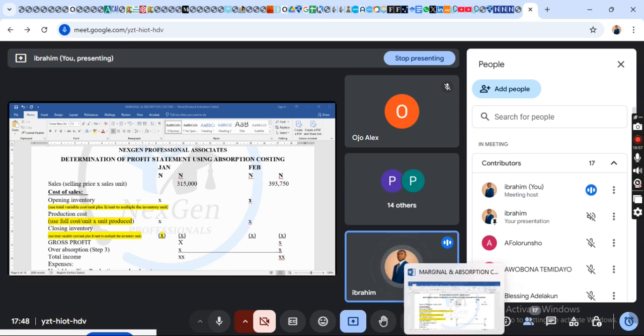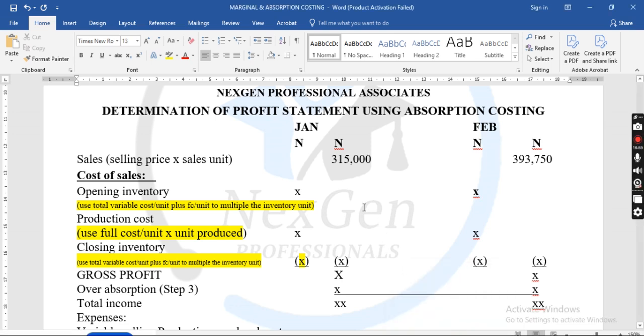Now, the opening inventory, we have already determined the opening and the closing inventory. Now, the only difference here is the valuation. Don't forget that when you want to get the value of opening inventory, you use full cost. You multiply it by the inventory.